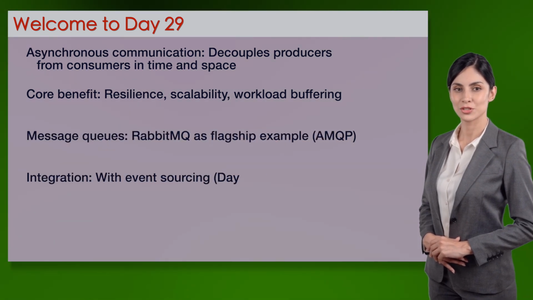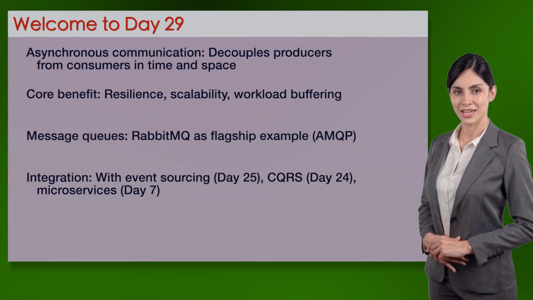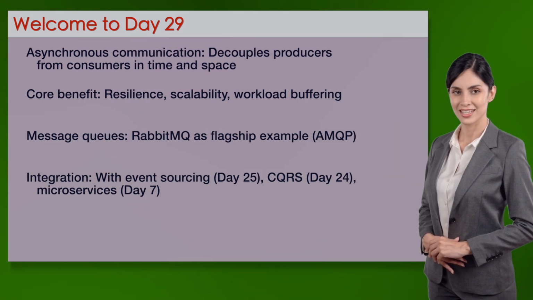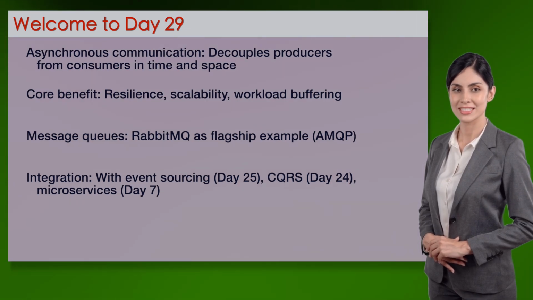It decouples producers, senders, from consumers, receivers, both in time, they don't need to be online simultaneously, and in space, they don't need to know each other's locations. This brings dramatic improvements in resilience. Services can fail independently without blocking. For scalability, queues buffer load spikes, and workload management smooths out traffic bursts.